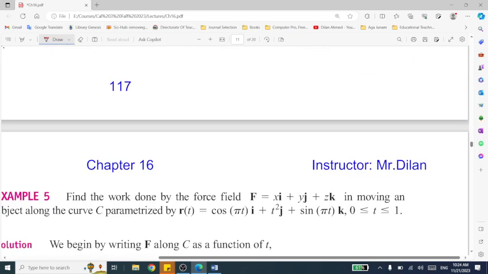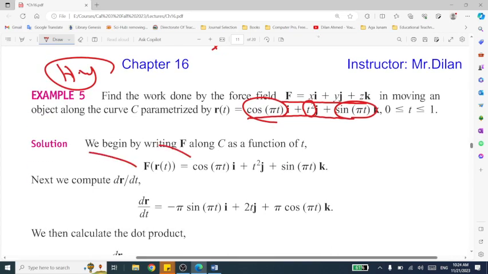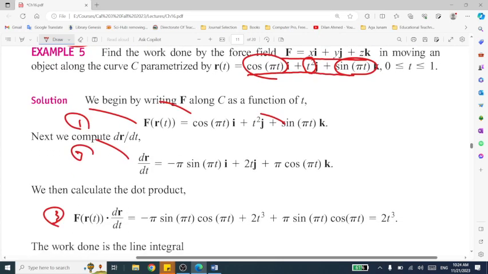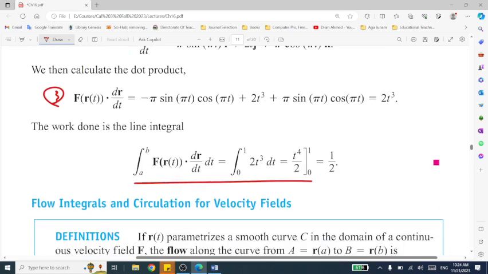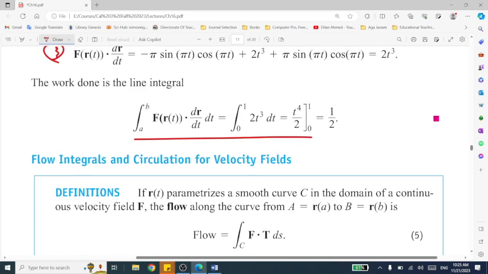How about this example? x equal to what? Cosine pi. y, z. Substitute it and you will get it. This one is homework. Clear? Homework. Multiply, then integral. Why? Any other idea? Flow: flow and circulation are the same. Flow here.